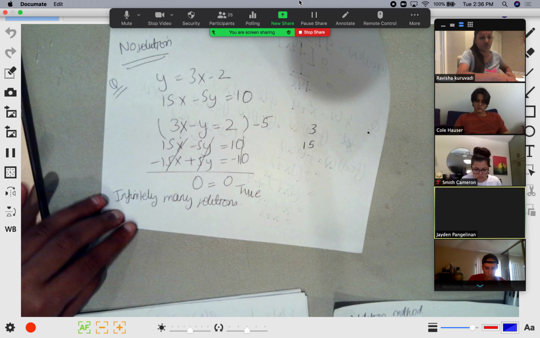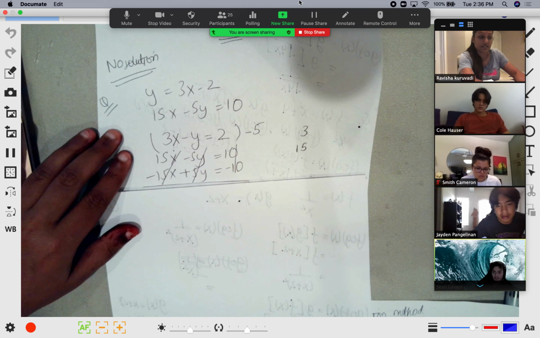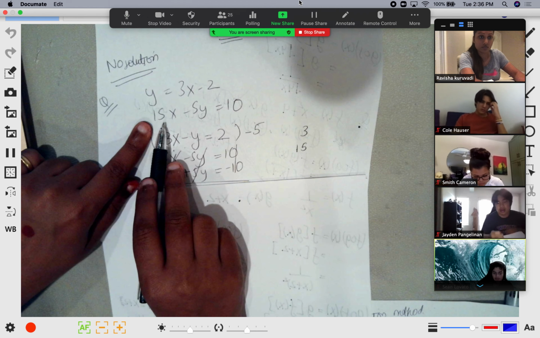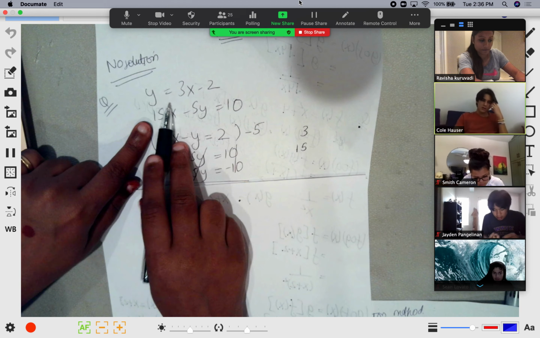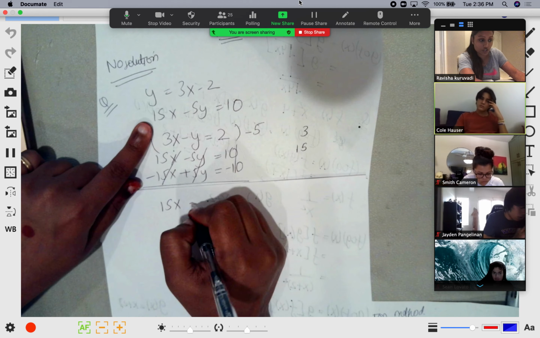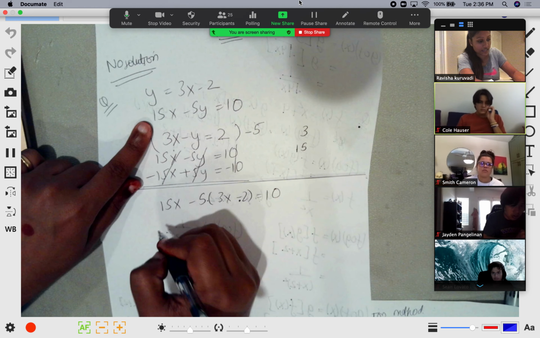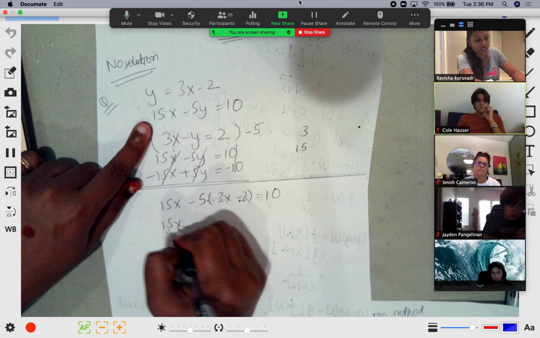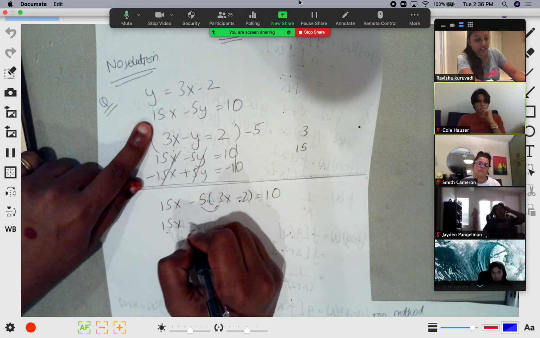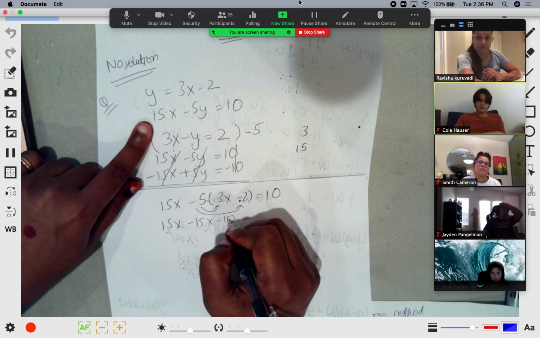Okay, let's see substitution. I did substitution. I got 0 equals 0. So this is the equation. In the second equation, you're substituting the first one, right? Yeah. So you get 15x minus 5 times 3x minus 2 is equal to 10. Let's solve. 15x, when you open, you get minus 5 times 3x, negative 15x, negative 5 times negative 2, you get positive 10, is equal to 10.